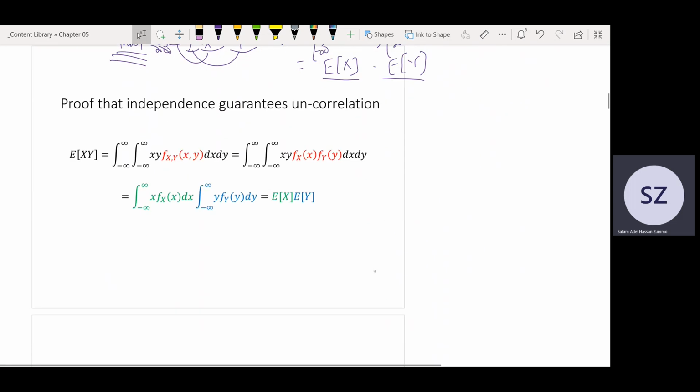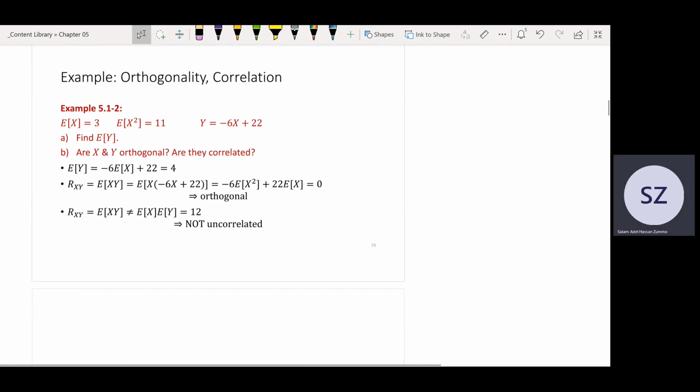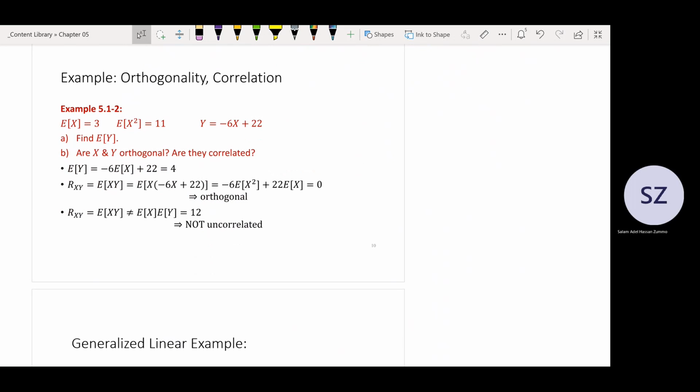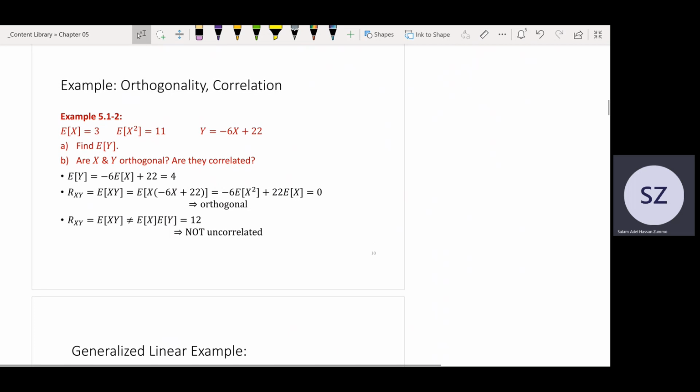Let's have some examples and then define what we call covariance and relate it to correlation. Okay? So the example here, I have a random variable X. I'm giving you the expected value of X, the mean. And I know that Y is a function of X, like if X is a signal, Y is another signal, minus 6X plus 22.